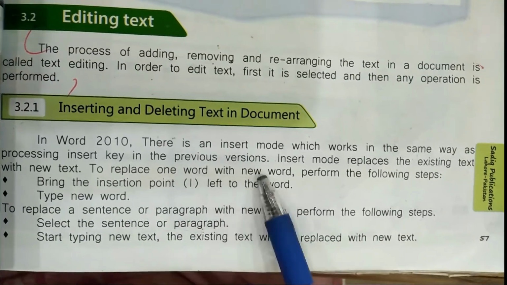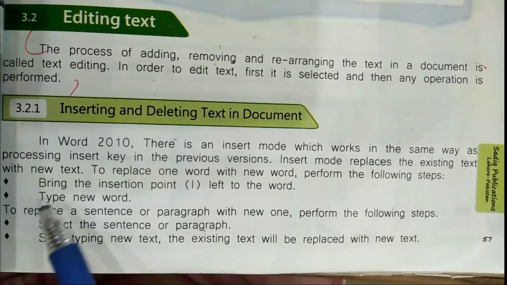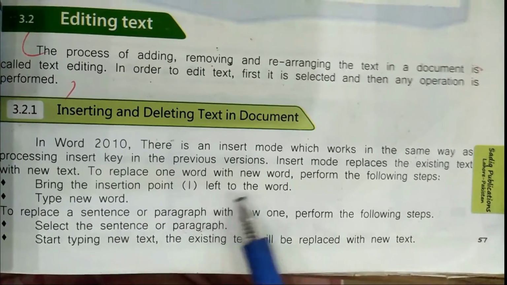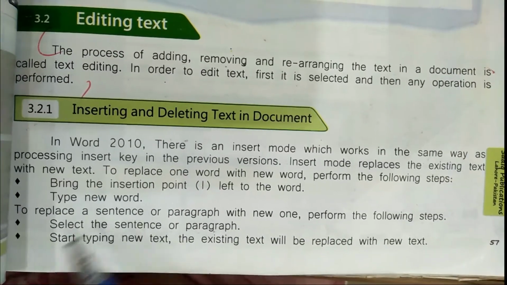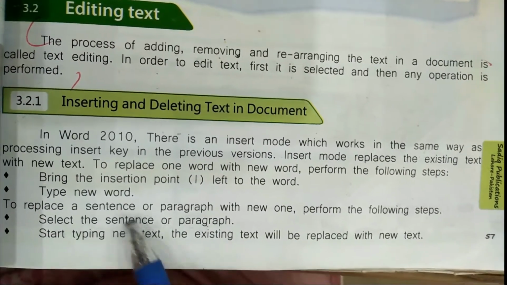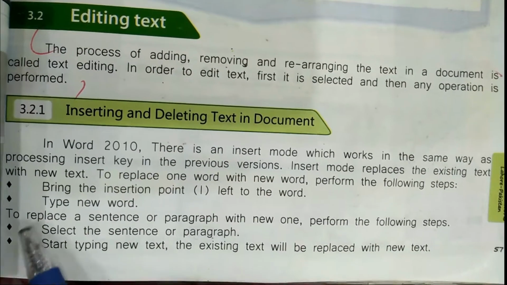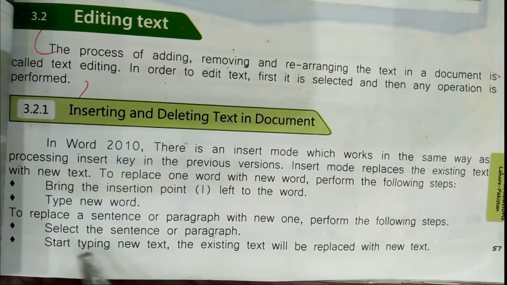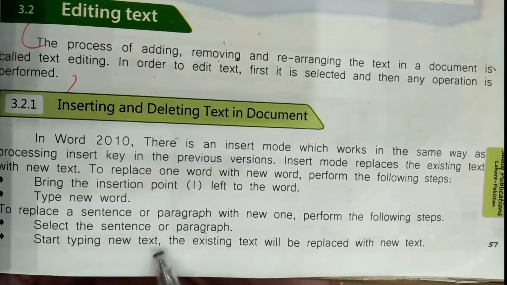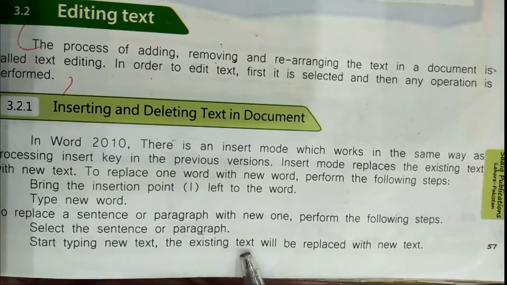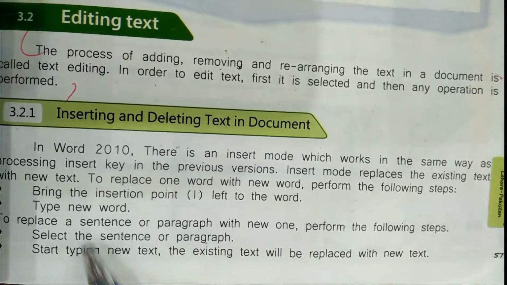To replace one word with new word, perform the following steps. Number 1 is bring the insertion point left to the word. Number 2, type new word. To replace a sentence or paragraph with new one, perform the following steps. Number 1, select the sentence or paragraph. Number 2, start typing new text. The existing text will be replaced with new text. Now we will perform these steps practically.